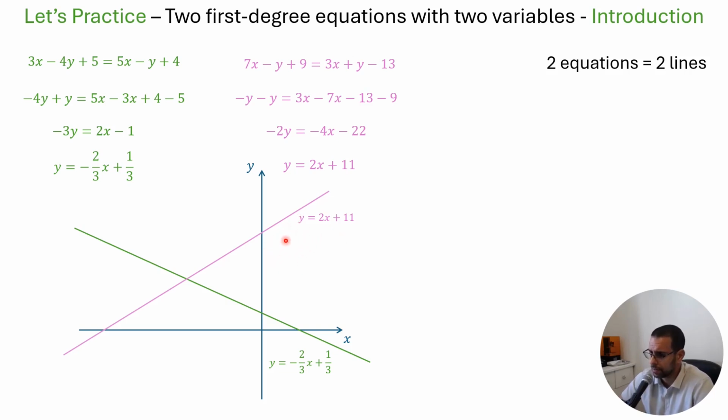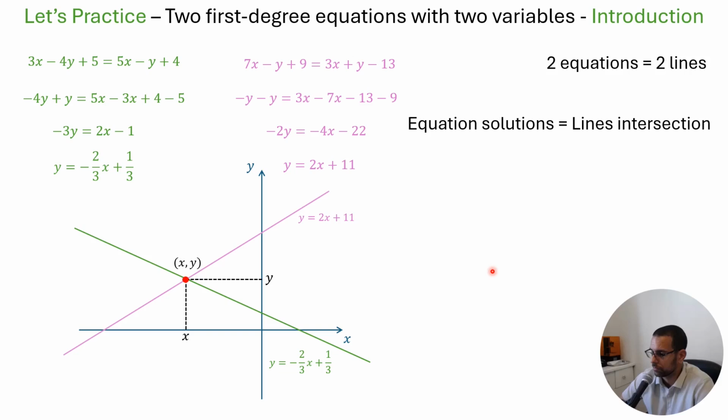The negative one is crossing the y-axis at y equal 1/3, and the positive slope one is intersecting the y-axis at y equal 11. What is important here is that when we are asked to find a solution to a set of two first-degree equations with two variables, what they actually want us to do is to find this, the crossing between those two lines. This is the solution. So when they ask you to find the solution for these two equations, they're actually asking where the lines are intersecting.